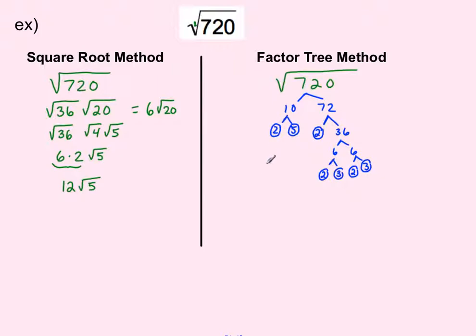So this is 1, 2, 3, 4 2s, so this is 2 times 2 times 2 times 2. So that's all those 1, 2, 3, 4. And then I have 2 3s, times 3 times 3, and then I have 1 5. So this here is the prime factorization of 720.